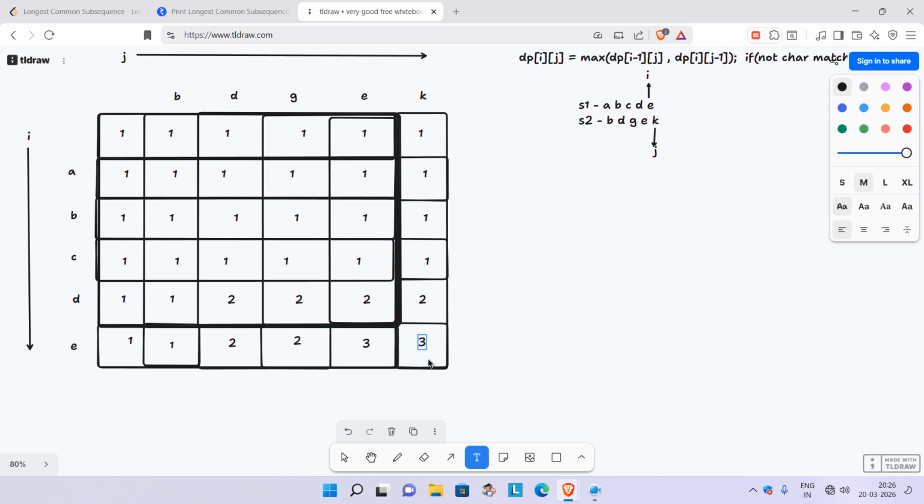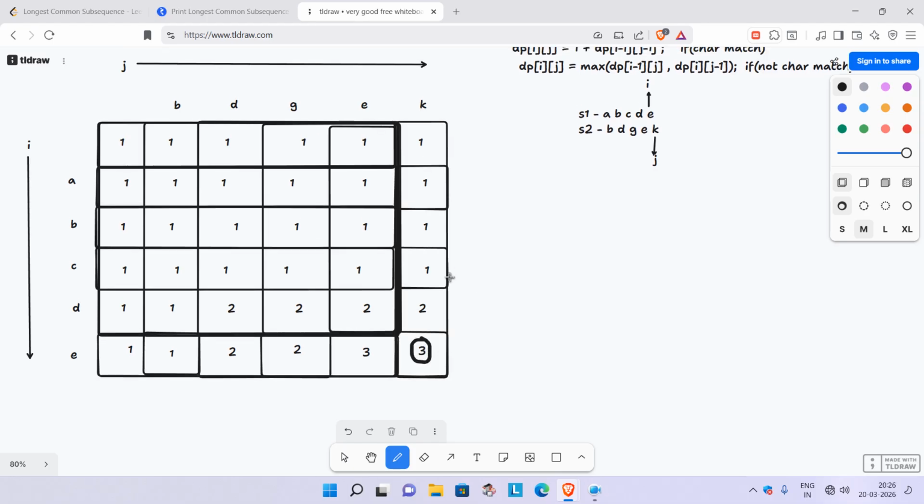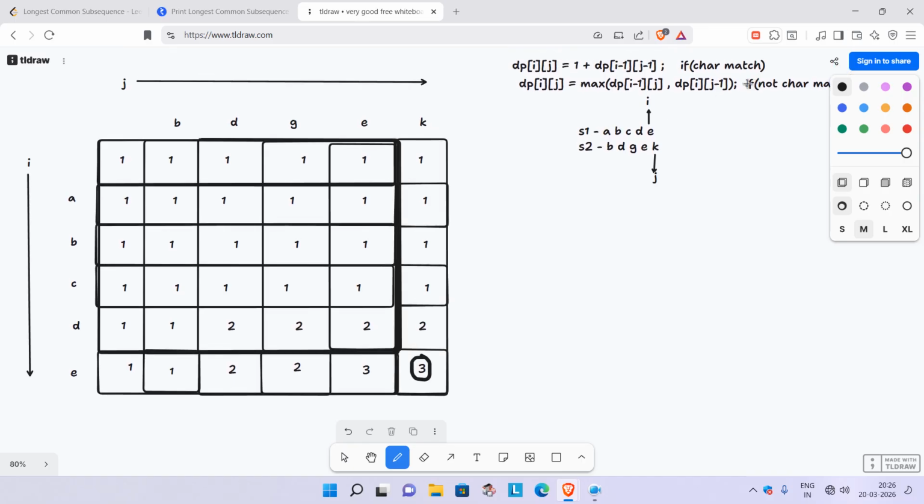Now we have to start from DP of n of m there. So how do we traverse this? In the case of a match, we have to take that character and move diagonally. Means at i, j we take that character, so it becomes 1 plus, because this is counted in our answer, and we move to i minus 1, j minus 1. So our row is decreasing by 1 and our column is decreasing by 1. Simply, it means we move diagonally.